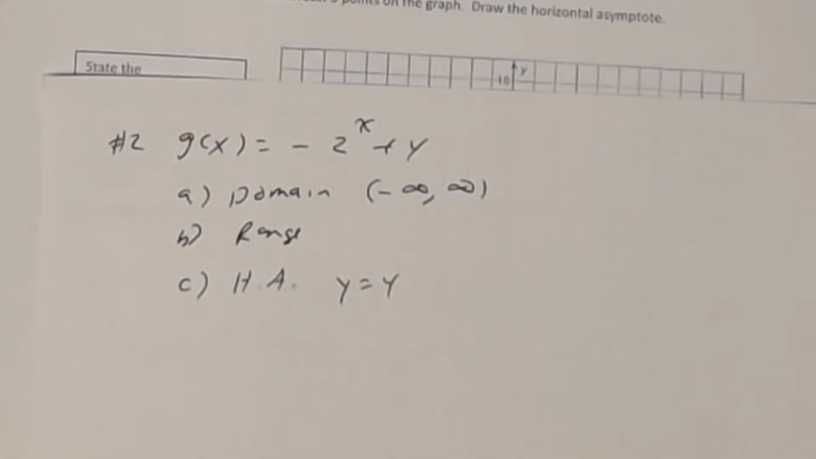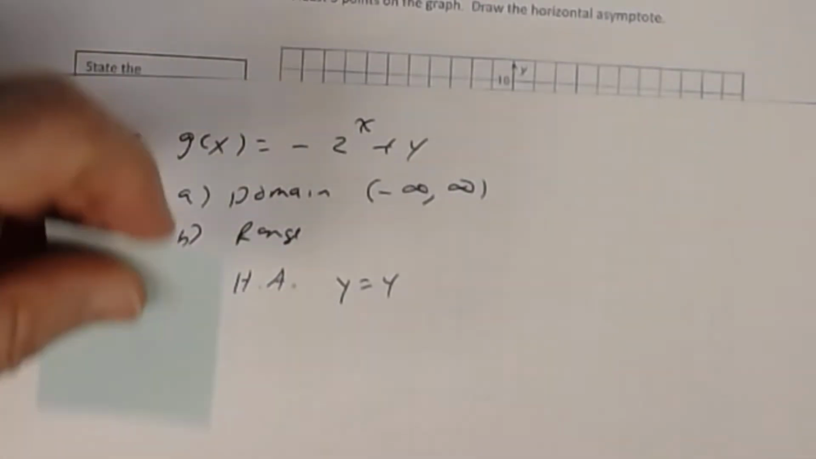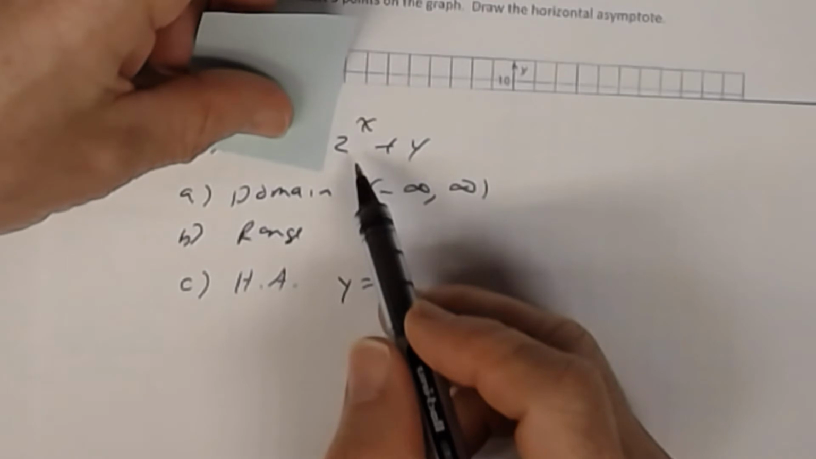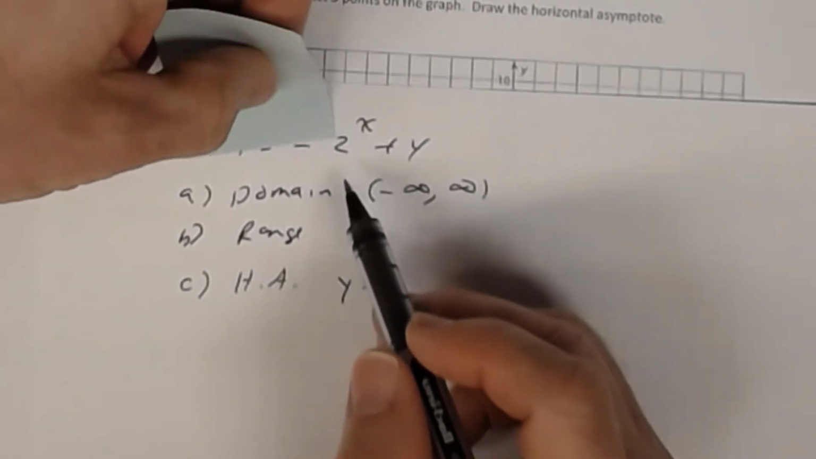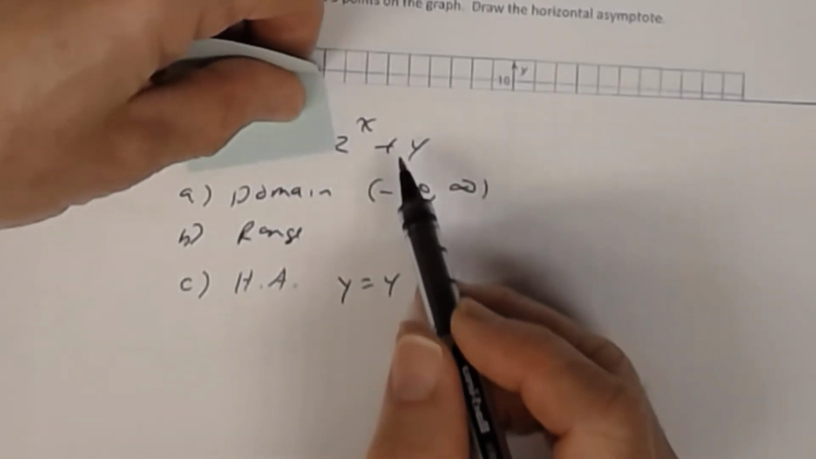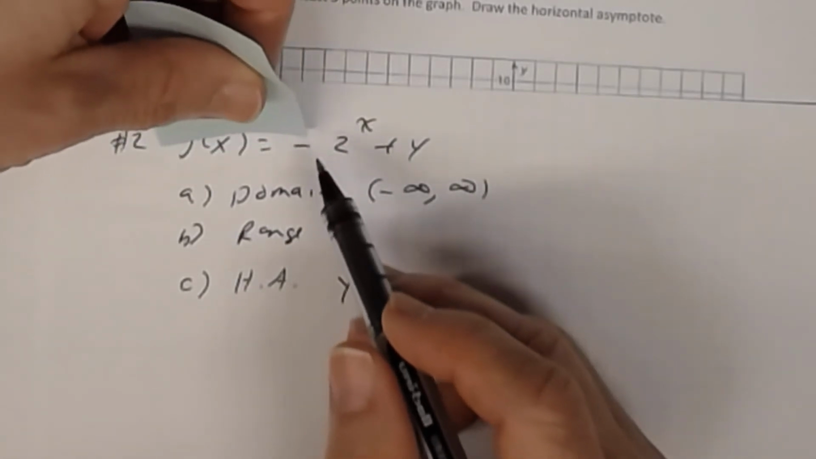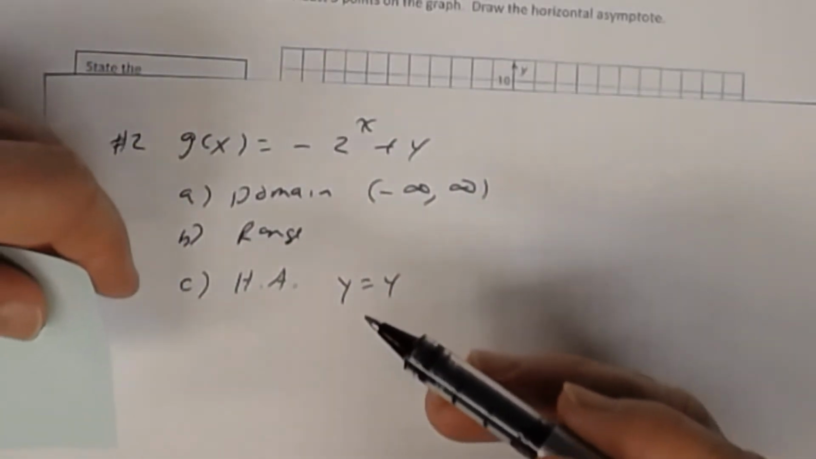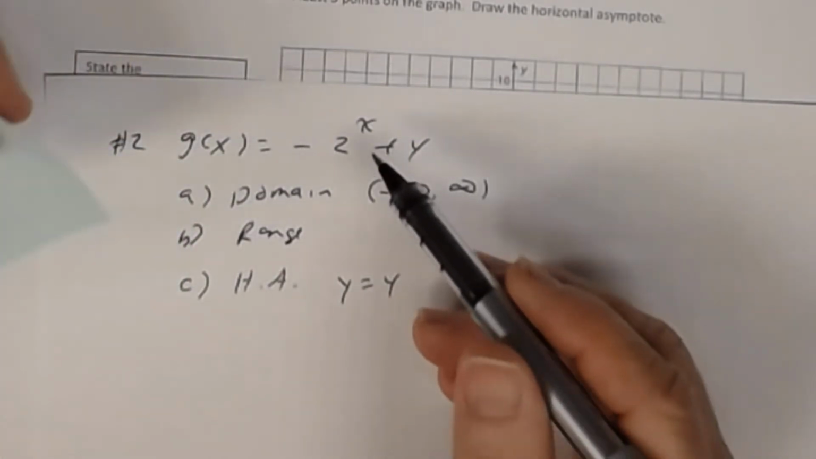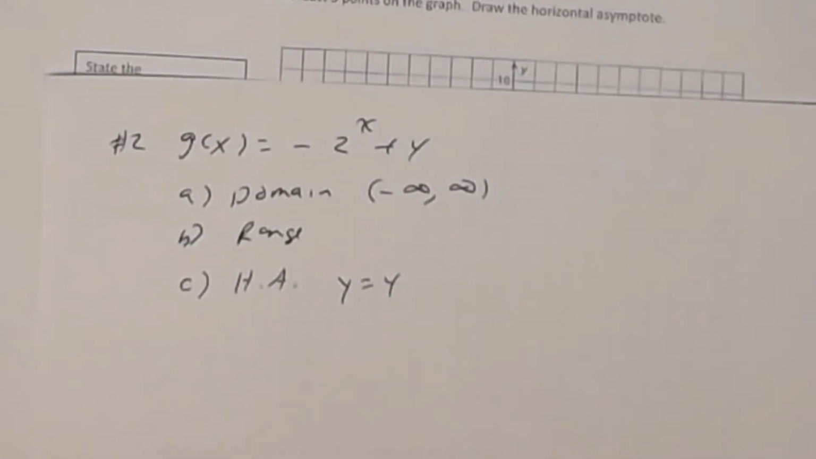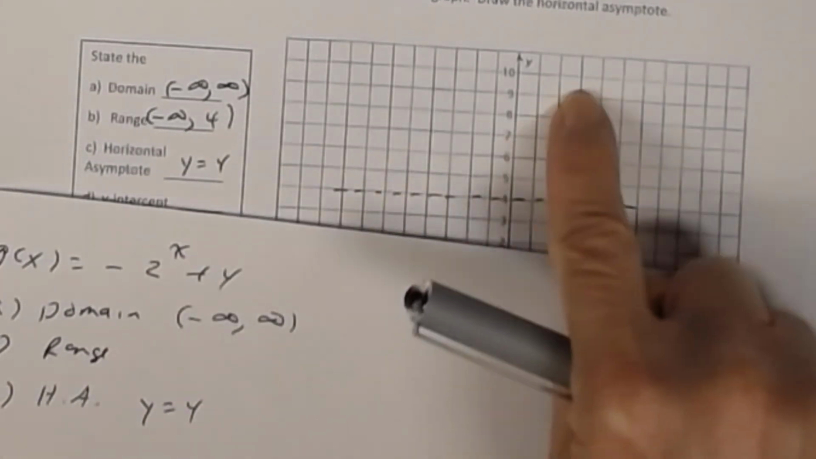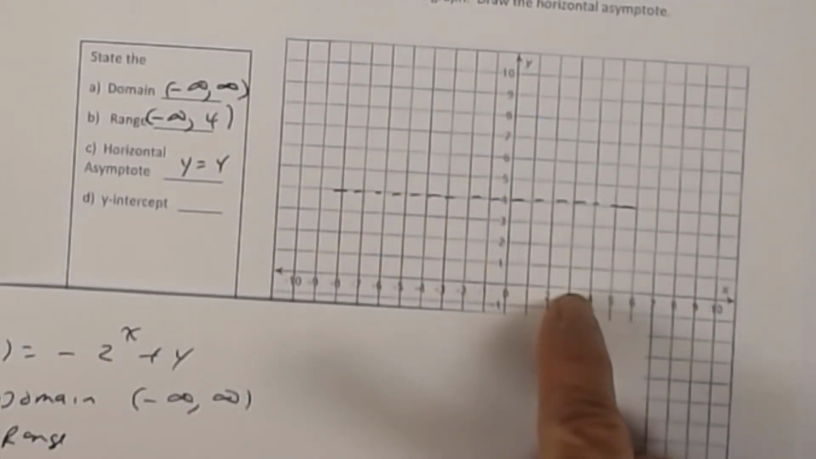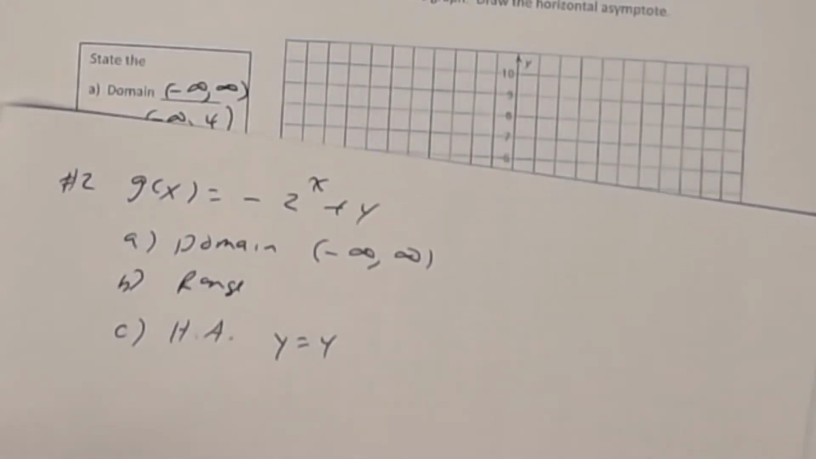Now remember, if there's no reflection, then the graph will be above the horizontal asymptote. Since there's a reflection, you're going to reflect it about that horizontal asymptote, because the horizontal asymptote is 4. So instead of being above, it'll be below. Okay? Now, here's what I want you to think about.